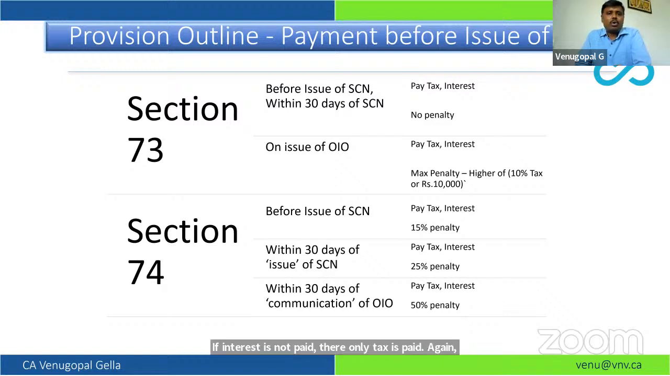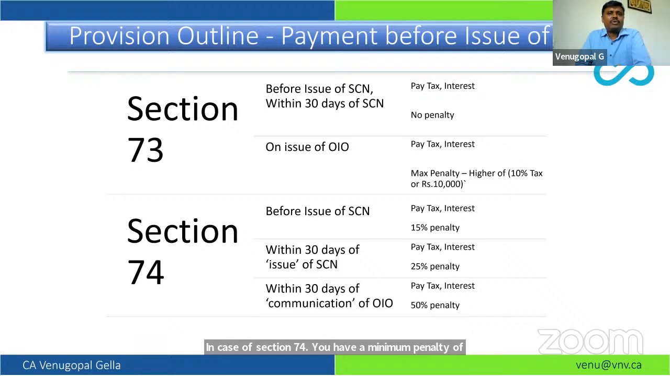If the order, OIO, order in original, has been issued, then you have a minimum penalty of 10% under section 73. In case of section 74, you have a minimum penalty of 15%.